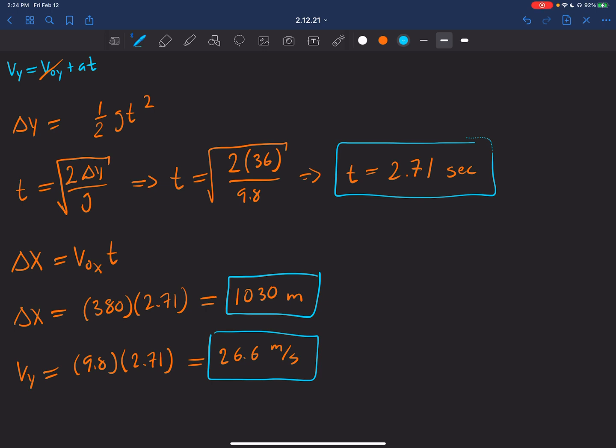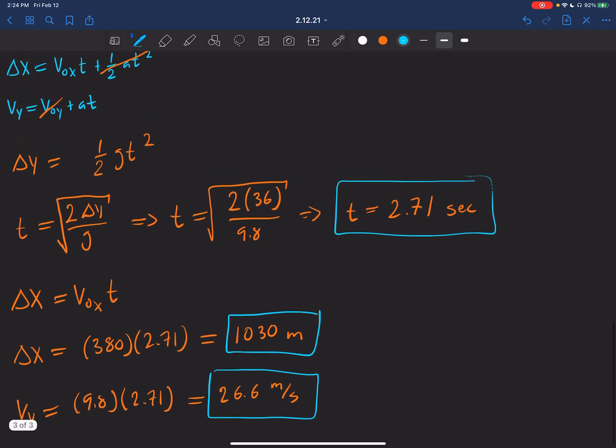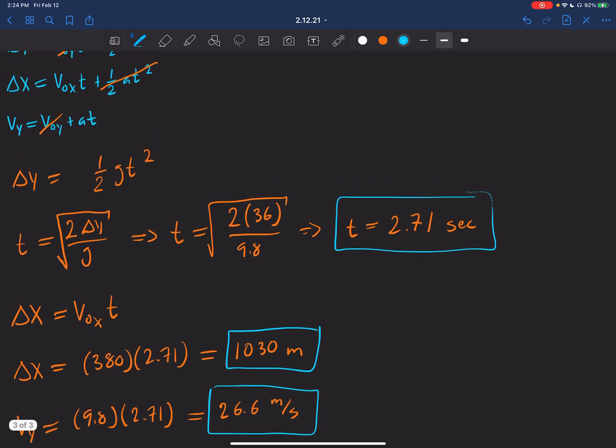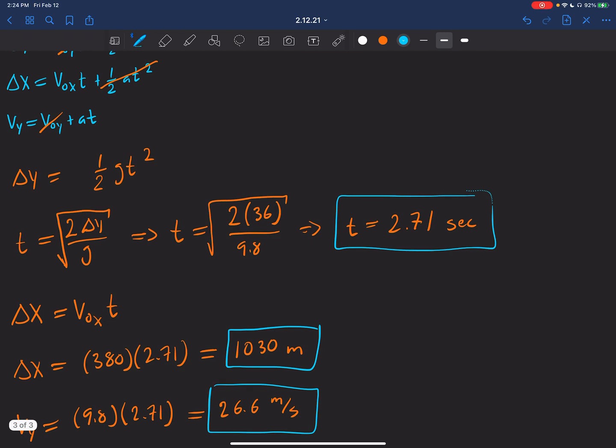So there's that problem. Thankfully, we were able to simplify some kinematic equations there to make the math pretty straightforward. So that was awesome. Hope that helps.